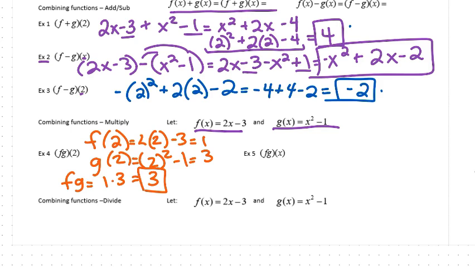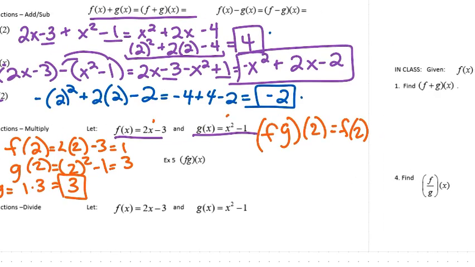So I did this one a little different before multiplying, because if I were to multiply, I would have to multiply this guy times this guy, which would require quite a bit of work. So instead, whenever we do (f times g)(2), what I did was f of 2 times g of 2, and it equals the same thing.